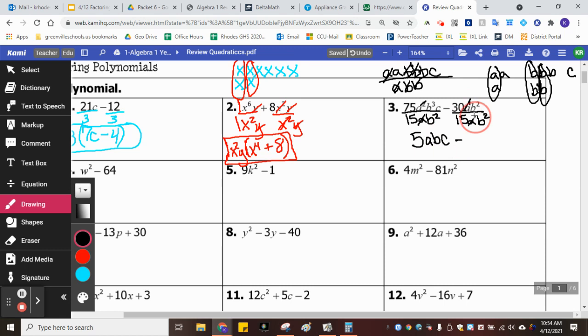1 A on top, 1 A on bottom. 2 B's on top, 2 B's on bottom. 30 divided by 15 is 2. Make sure you put that in parentheses and write out your greatest common factor, what you divided out, in front. It's being multiplied to all of that. And there's your answer.